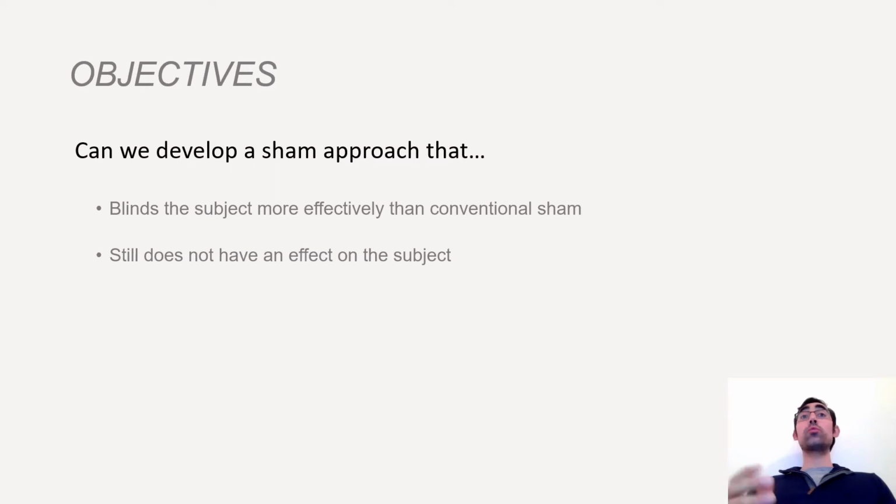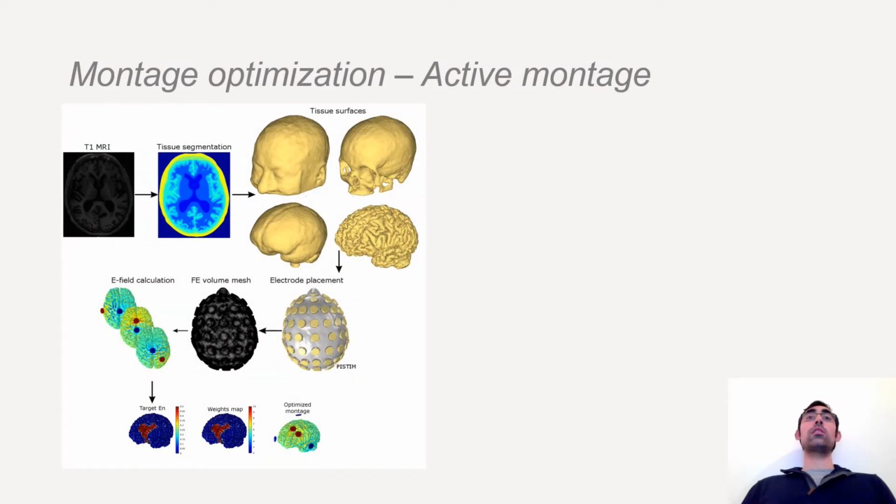So in this work, we had the objective of creating a new sham approach for tDCS that, one, effectively blinds the subject as to what type of stimulation is being done on him, and two, still, of course, doesn't have any effect on the brain following stimulation. In order to do so, we will employ a montage optimization algorithm.